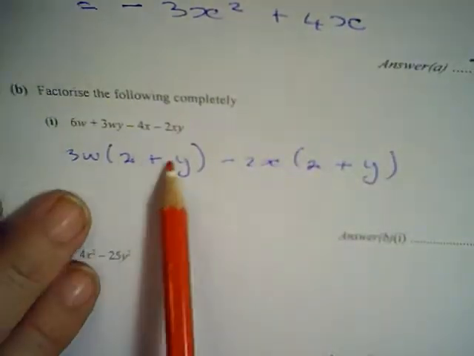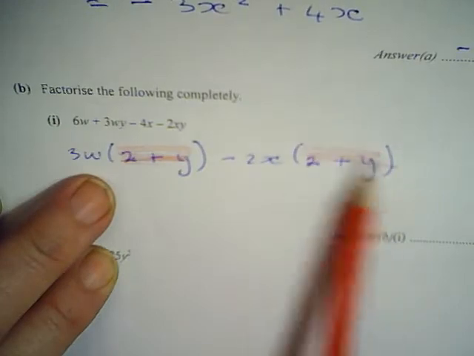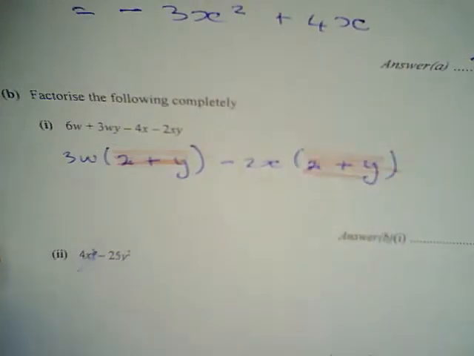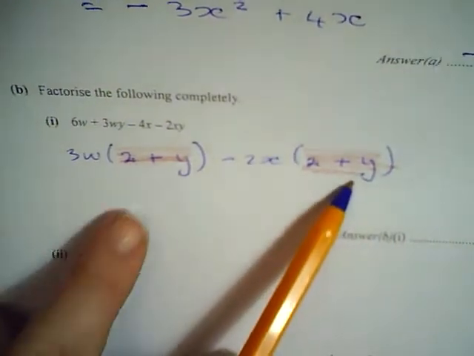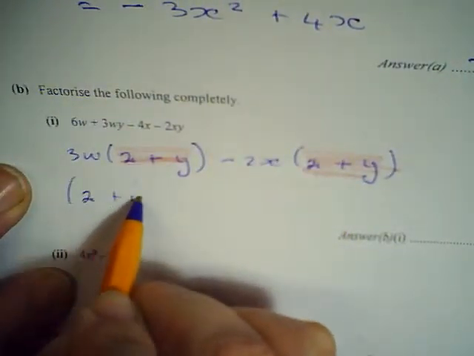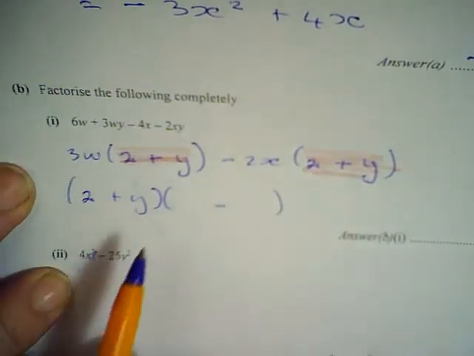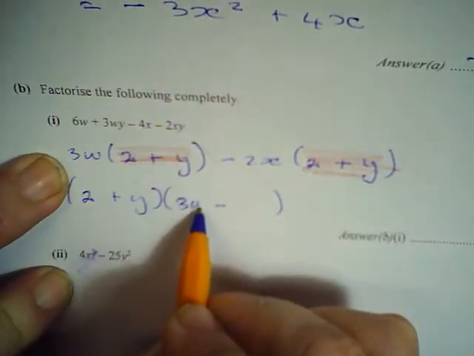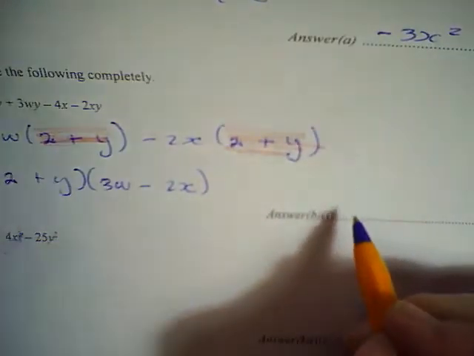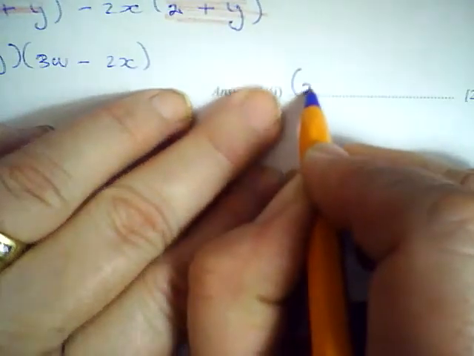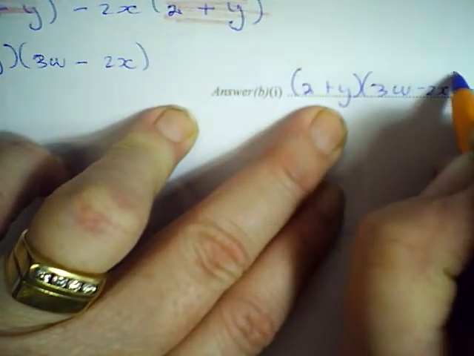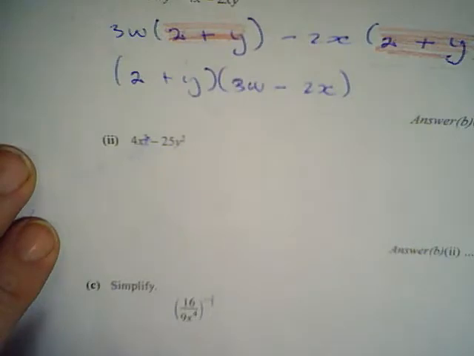Now I have the same factor here and the same factor over there. I can see that this is one term, and that is another term. I can therefore factor out this blob that is equal in both. So I factor out 2 plus y. What is left? 3w and 2x. Okay, and that is my answer: 2 plus y, times 3w minus 2x.